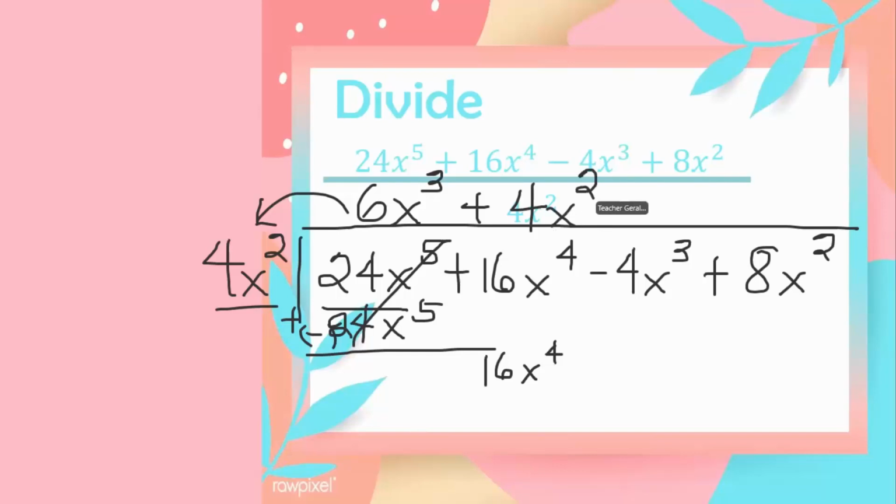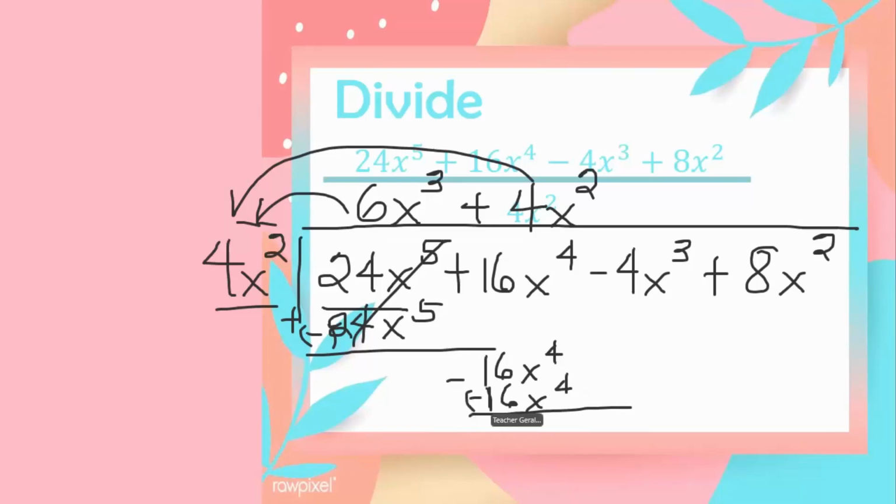And then let's multiply it back. Okay, it will also be 16x to the 4th power. Okay, then let us try to subtract it again by changing the sign of the subtrahend, then proceed to addition, 0 ulit. And then, baba lang natin yung susunod, may bago na tayong dividend.